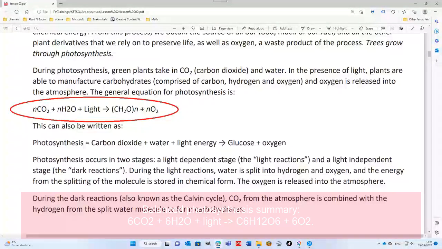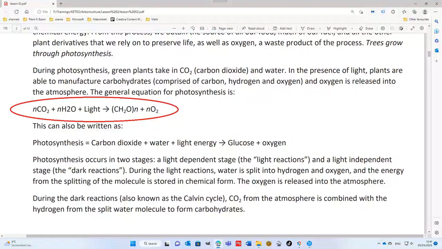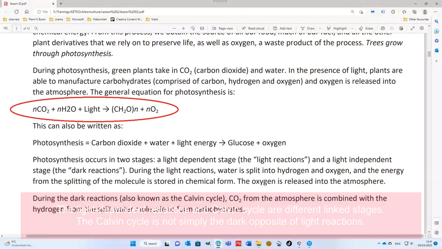So finally, if we read the document we sent in lesson 2, we see n CO2 plus n H2O plus light, then they turn into CH2O n plus nO2. So when you explain it, carbon dioxide plus water plus light energy form glucose plus oxygen.